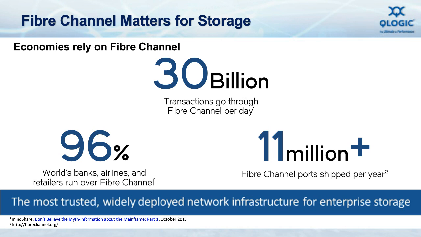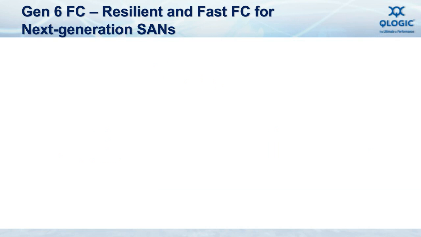Now, we talked about Gen 6 Fibre Channel, right? And some of the key tenets of Gen 6 Fibre Channel are resiliency and performance. And when I say resiliency, it means this technology is so resilient to failure. It has inbuilt forward error correction mechanisms, inbuilt low latency and high performance that delivers the maximum amount of availability and performance for customers who are designing their next generation storage area networks.